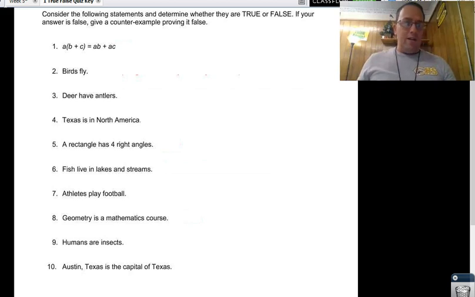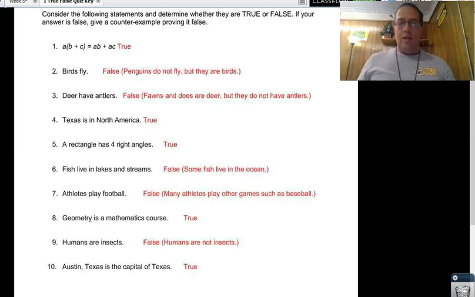All right, you're back. Let's see how you did. And here are the answers. All right, so we have A times (B plus C) equals A times B plus A times C. This is the distributive property, right? You just multiply it in there, and that's true.